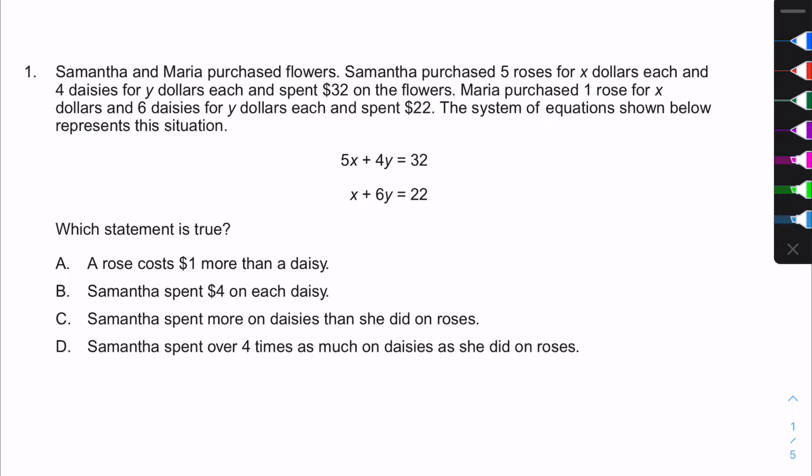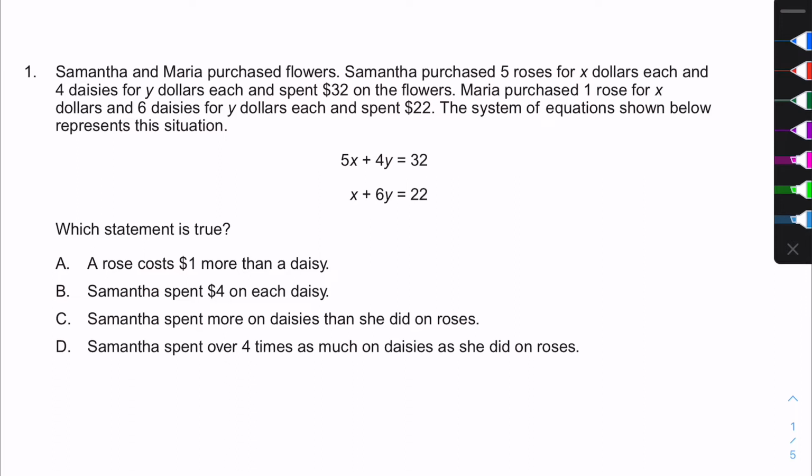Samantha and Maria purchased flowers. Samantha purchased 5 roses for X dollars each and 4 daisies for Y dollars each and spent $32 on flowers. Maria purchased 1 rose for X dollars and 6 daisies for Y dollars each and spent $22. The system of equations shown below represents this situation. So we see the system right there. Which statement is true?